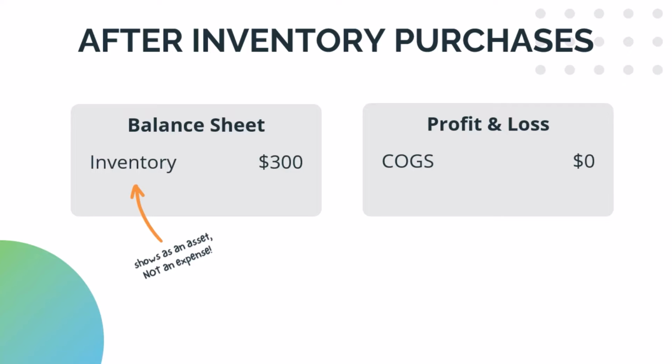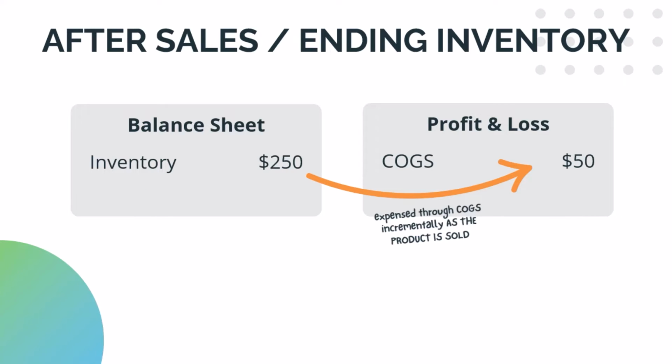In this situation, this is what it looks like when we buy inventory. You can see how we have $300 worth of inventory on our balance sheet and we have nothing in COGS because we haven't sold it yet. When you sell the product, you basically take whatever the value of the product was, let's just say it's $50, that inventory moves from inventory on the balance sheet and is expensed through COGS incrementally as the product is sold.